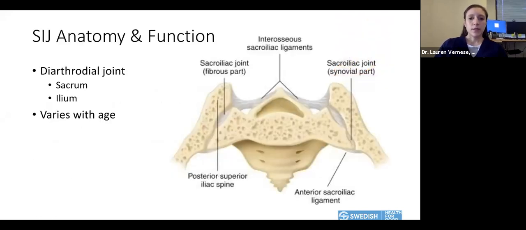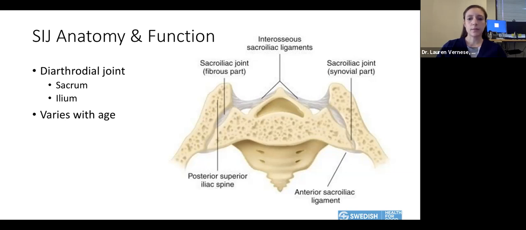So the sacroiliac joint is considered a diarthrodial joint. This is made up of the sacrum, which is 5 fused segments of the spine, and also the ilium bone, which is part of the pelvis. There's a thin layer of cartilage that lines the joint, and there is a joint capsule and a synovial membrane surrounding this. The synovial membrane itself produces a small amount of synovial fluid to lubricate the joint. And it's thought that this joint is about 2 milliliters in size, so a very small joint compared to other joints that we think of in the body.